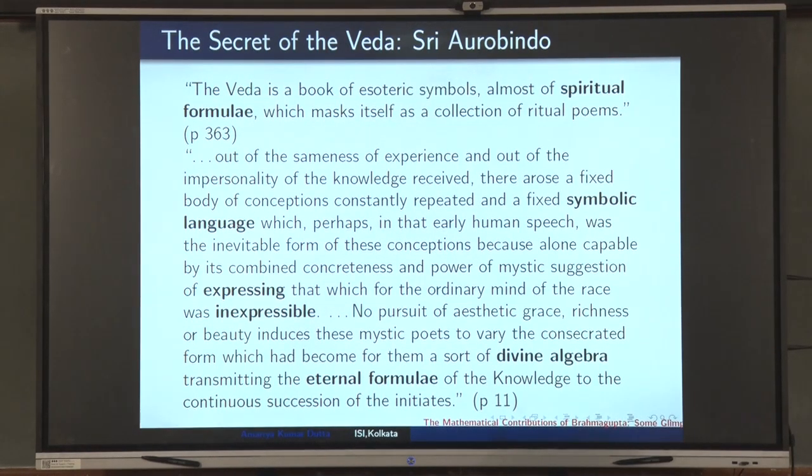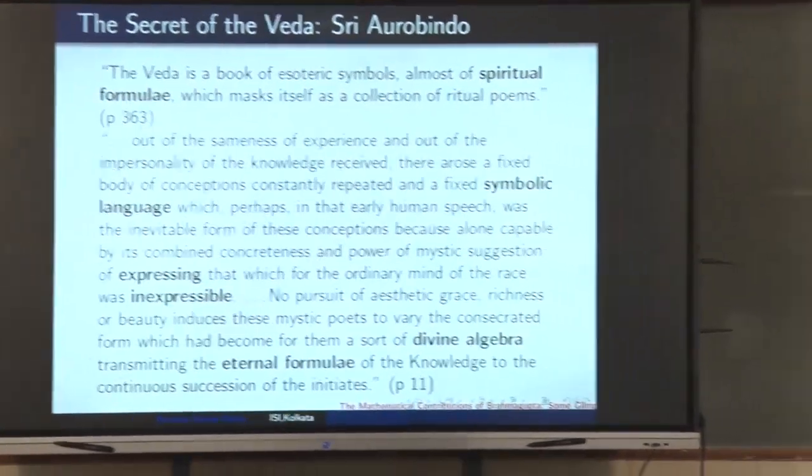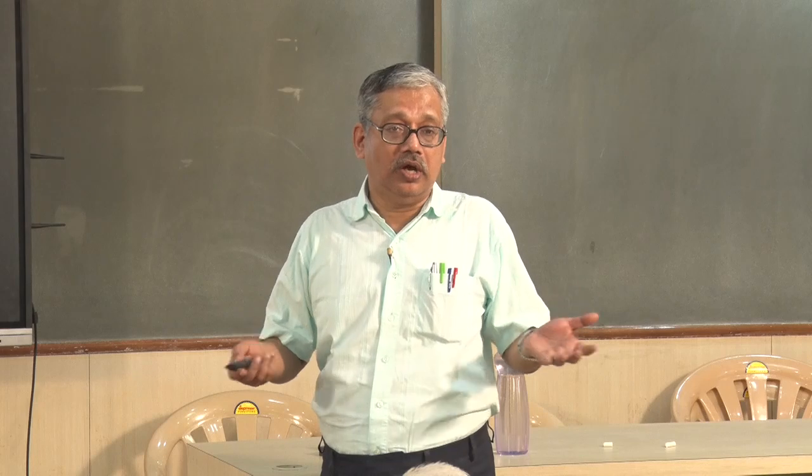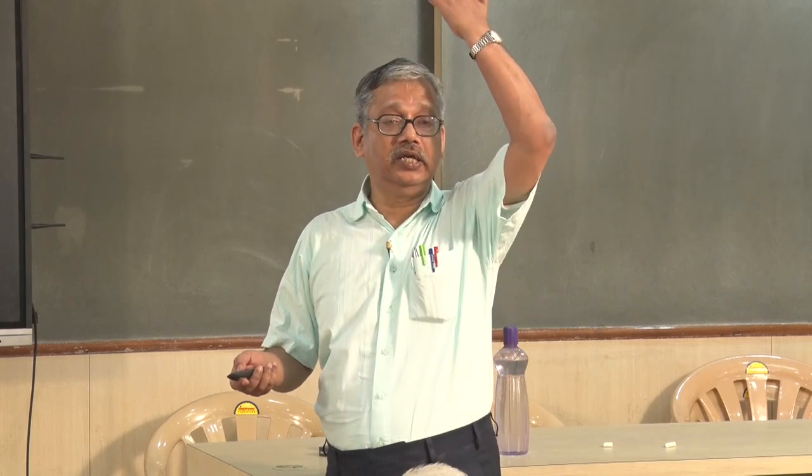So, you see this idea of symbol is ingrained in the Indian mind, because the Veda forms a foundation of the Indian culture as we know it, almost of spiritual formulae. So, the Vedas are like a book of formulae which masks itself as a collection of ritual poems. The Veda is very symbolic, like something like Agni. Agni is a symbol for aspiration. So, in the spiritual journey, the first thing that you need is aspiration. How do you represent it? It is represented as an Agni which is soaring very high.